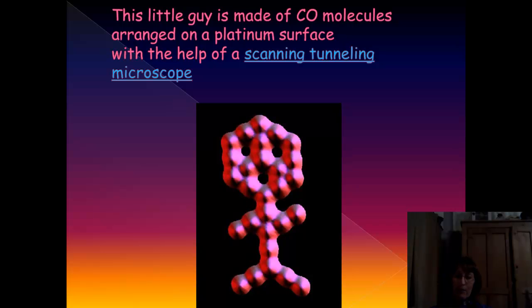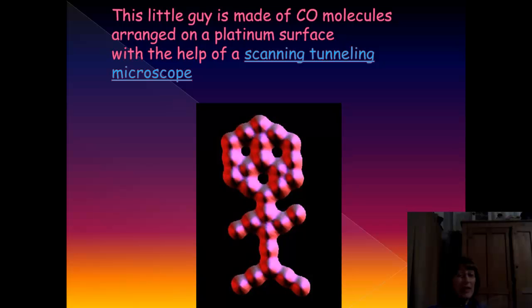Remember that a theory generally consists of multiple hypotheses that keep getting the same data, same answers again and again and again. So we've got some pretty solid evidence. What you see here in the lovely picture is a little stick man, and it's made out of carbon monoxide molecules. Each of the little bumps on here is one atom.